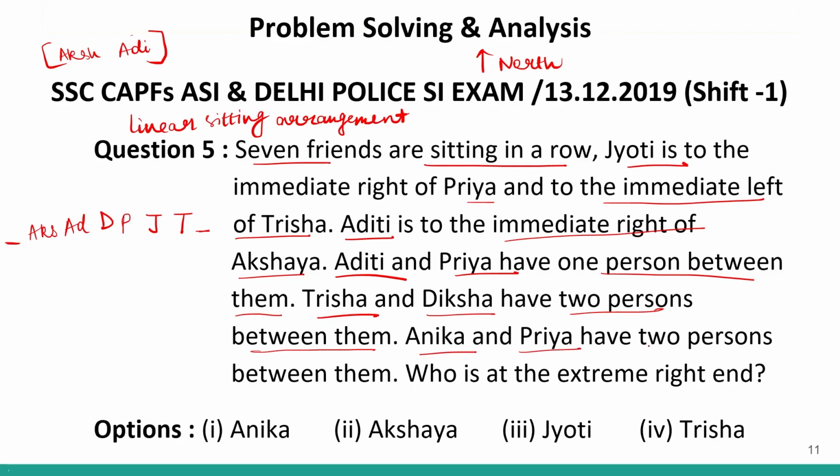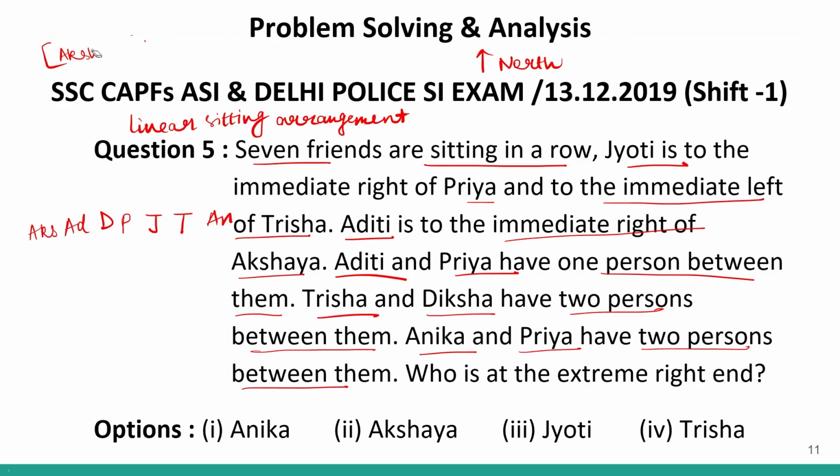Anika and Priya have two persons between them. If Anika and Priya have two persons between them, Anika cannot come in this place because Akshaya is already here. So this position gets eliminated. Now over here, if we place Anika, then between Anika and Priya we have two people. So Anika will come over here. So this is the final arrangement.